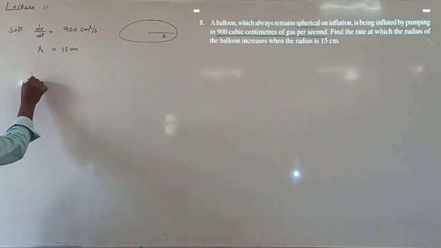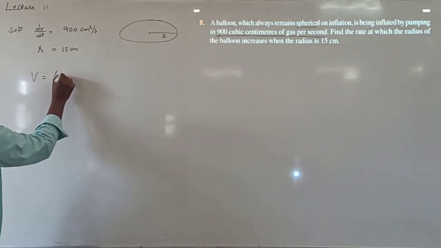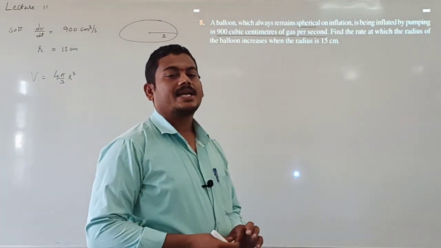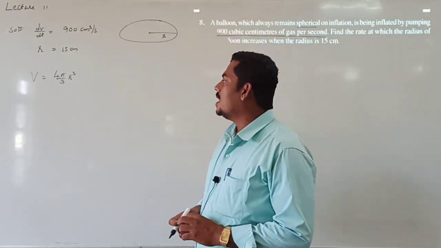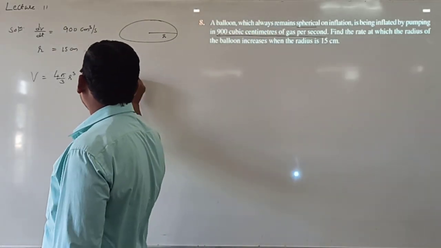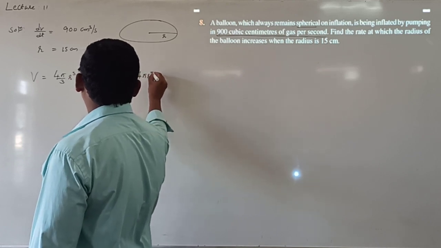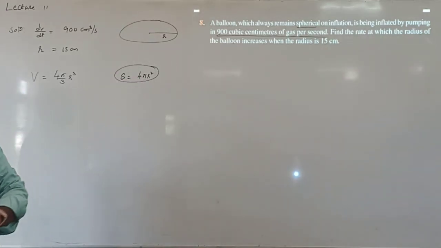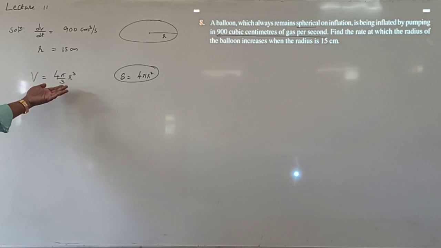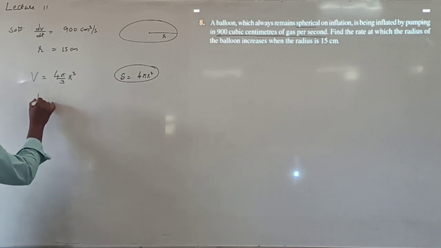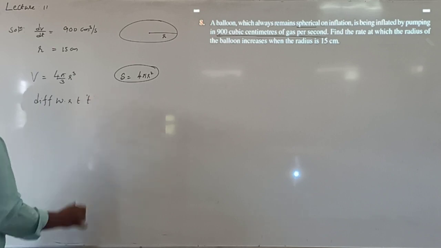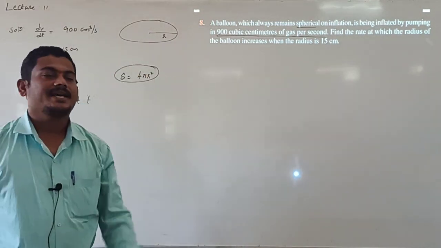Volume of the sphere formula: volume of the sphere is 4 pi by 3 r cube, and surface area of the sphere is 4 pi r square. Now differentiate with respect to time. Why? Because volume is changing with time.